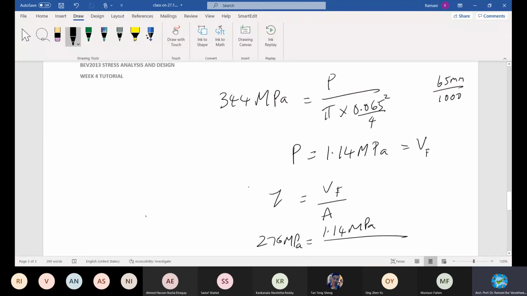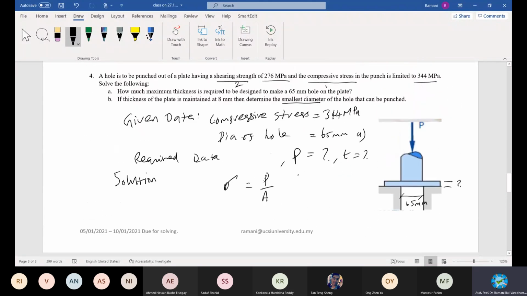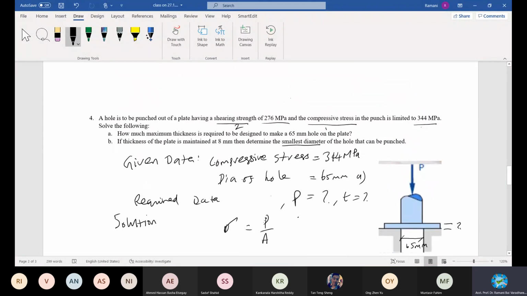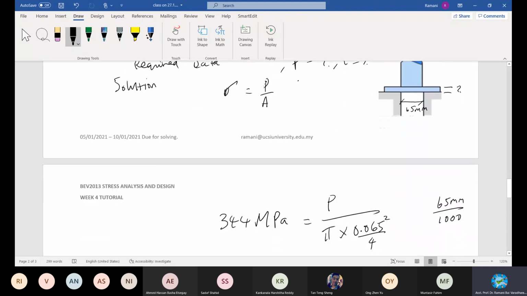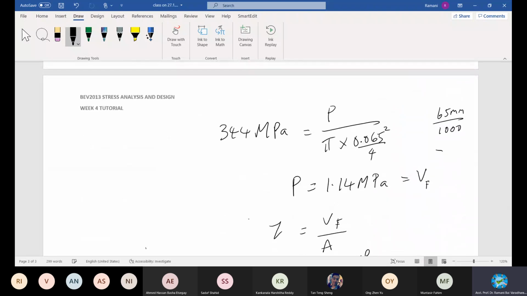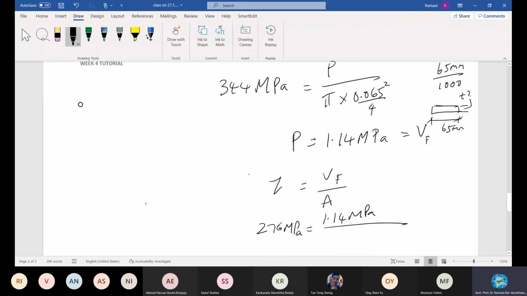Because shearing, right? Please be careful, follow the question and answer. You are given the maximum thickness required to design a 65 mm hole, right? So if you take that material out, right over here, it will have a 65 mm hole diameter, right? 65 mm, and this one is not known, right? You need to find the T. So can you substitute the value now? Pi, how much is the area?